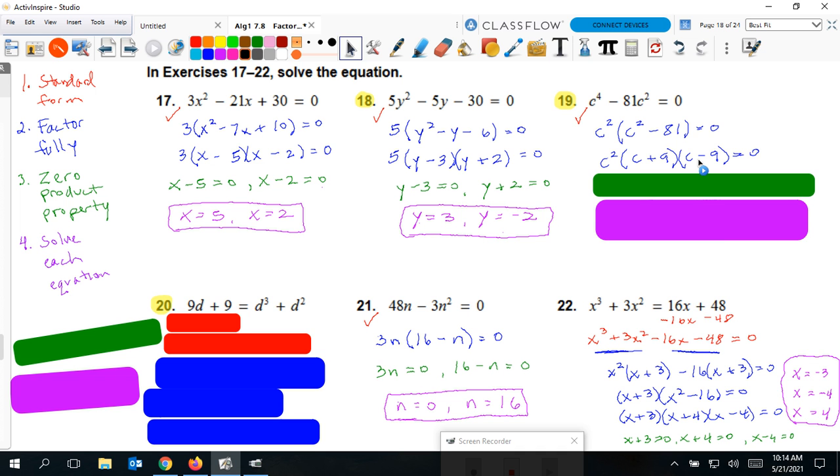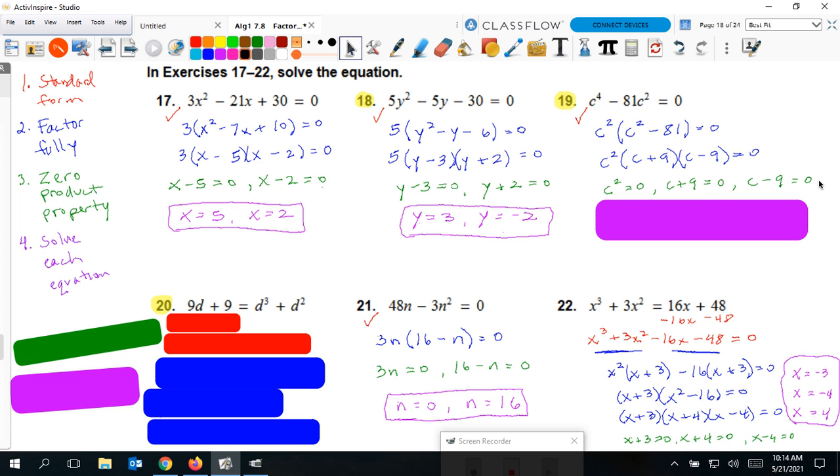And now with the zero product property, since your GCF does have a variable, you're going to set each of these factors equal to 0. Now this one's got a 4 here. Your highest degree is 4. We could possibly have 4 answers for c, but actually we don't. We only have 3, as you can see here. We're going to see c squared is equal to 0, and then you have c plus 9 equal to 0, c minus 9 equal to 0.